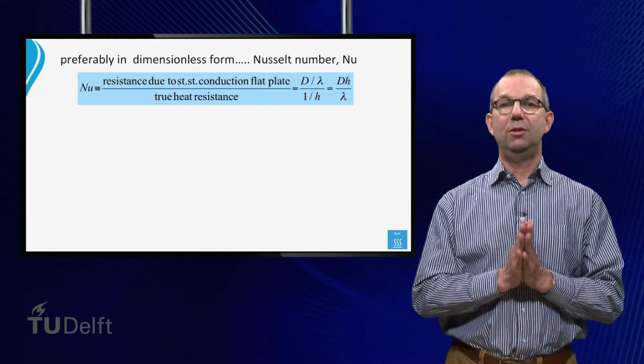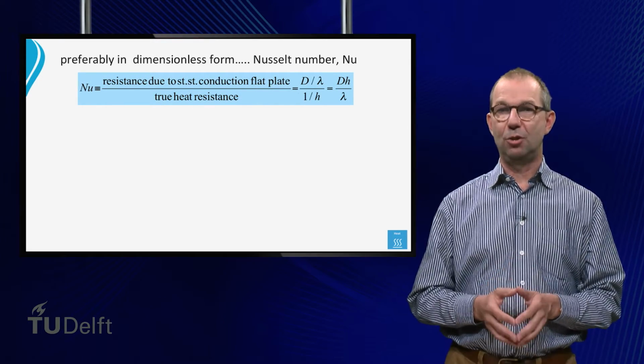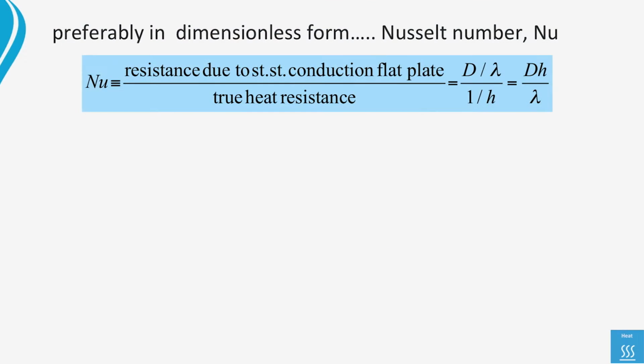We introduce the Nusselt number as the non-dimensional form of h. It is by definition the ratio of the resistance of steady-state conduction through a flat plate over the true resistance in the problem at hand. Thus, Nusselt is d over lambda divided by 1 over h, or in simplified form, Nusselt is d h over lambda.